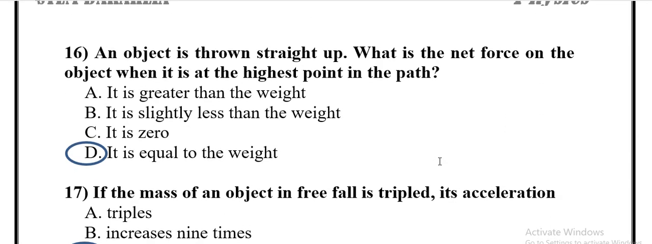Question number 16. An object is thrown straight up. What is the net force on the object when it is at the highest point in the path? The object will be in free fall. The only force acting on it will be its weight. So the force acting on the object will equal its weight.